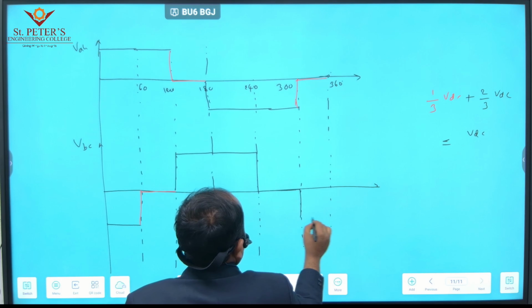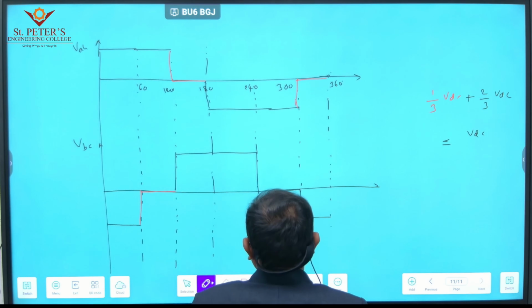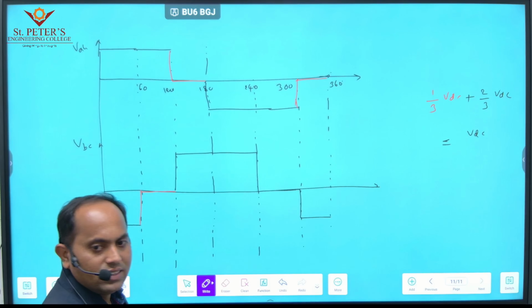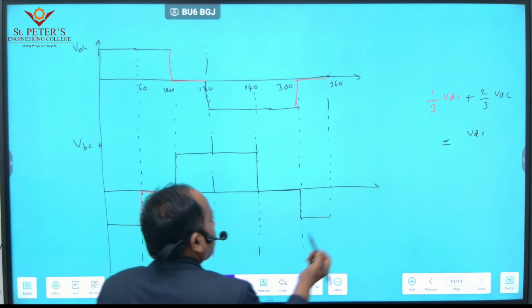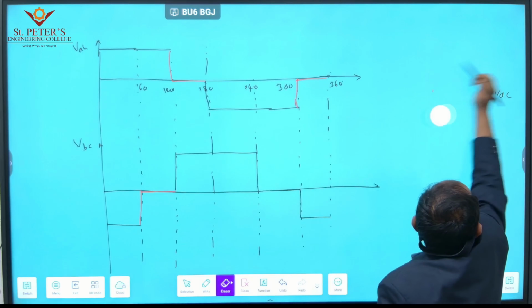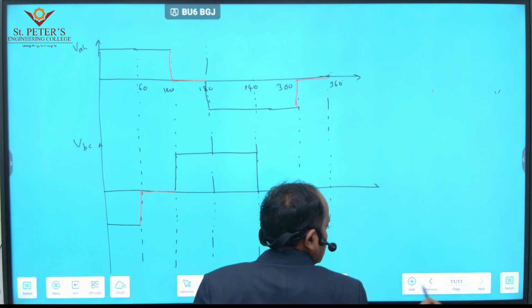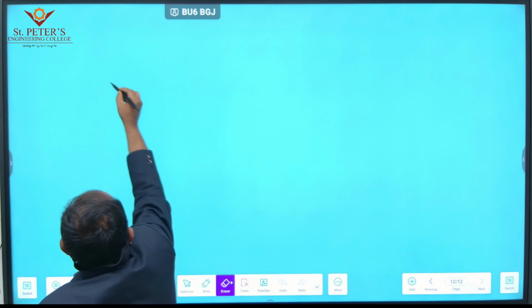Minus. So likewise we have to calculate VCA also. Okay, then find out the RMS voltages.